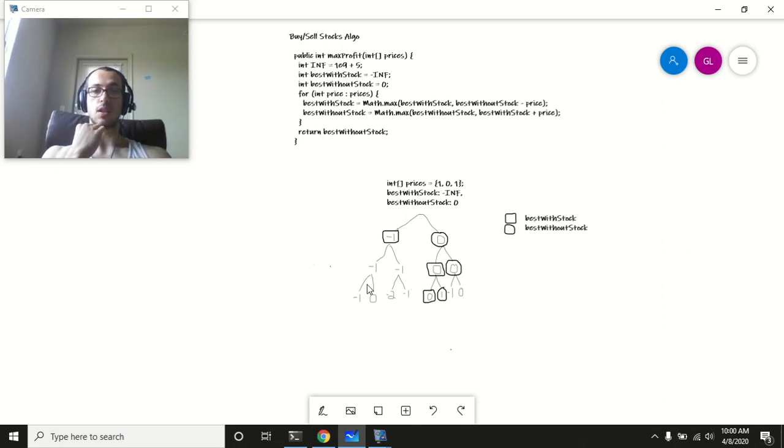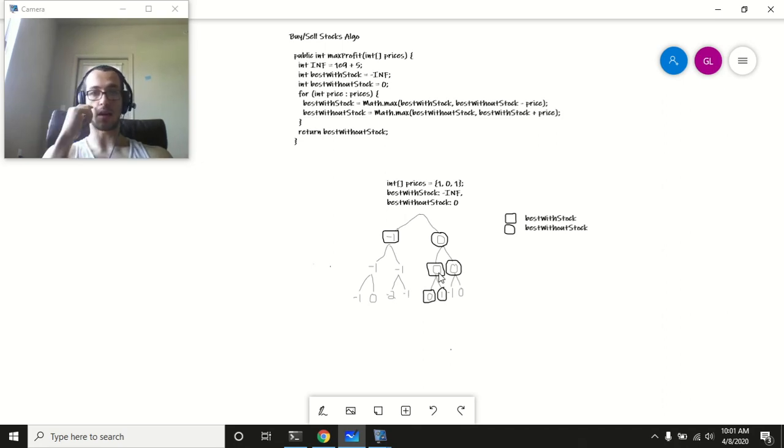So now of these, we need to figure out what is our best with stock, what is our best without stock. So best with stock is previous best with stock, so 0, or best without stock minus the price. So previous best with stock, 0, or best without stock, and we buy the stock. So -1 or 0, we're gonna choose 0. So best with stock is now 0.